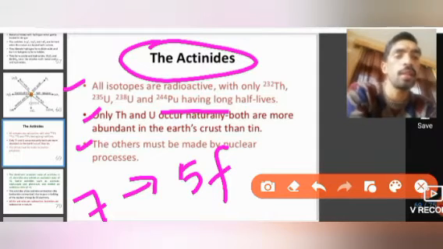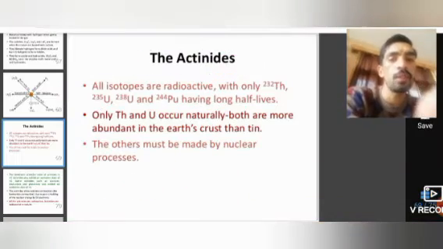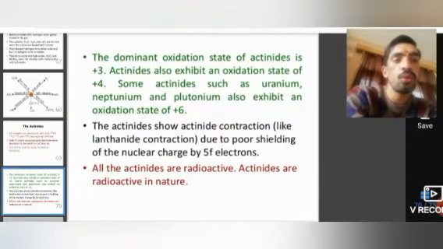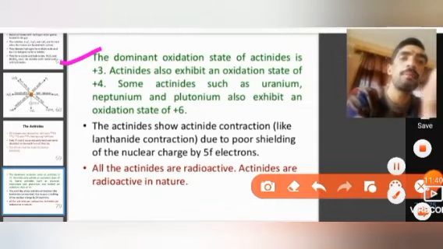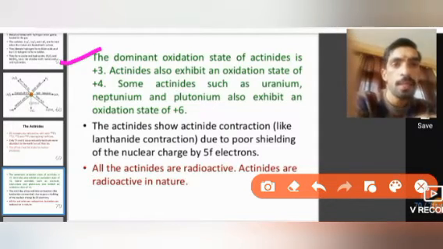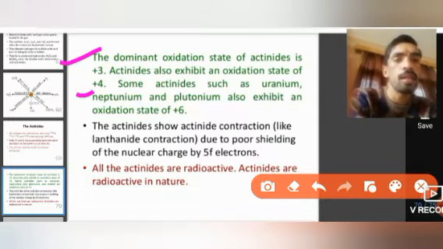So we are talking about nuclear reactors and nuclear energy nowadays, which is somewhere radioactive. We are talking about radioactive elements. The dominant oxidation state of actinide is, like lanthanide, +3. Actinides also exhibit an oxidation state of +4. Some actinides such as uranium, neptunium and plutonium also exhibit an oxidation state of +6.